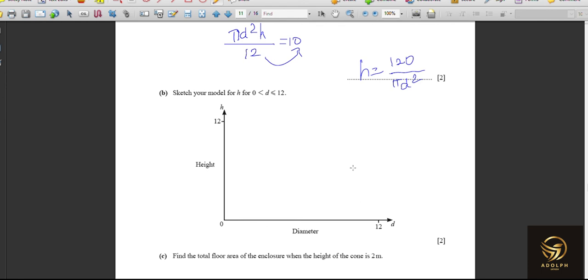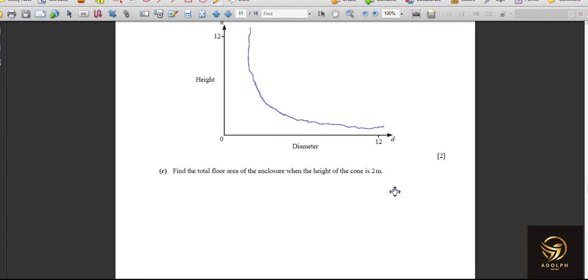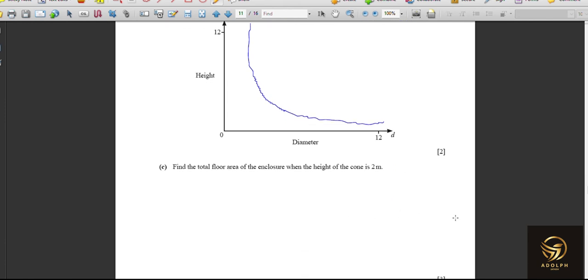Next, sketch your model for H for 0 to 12 for the d value. We are getting the calculator graph, GDC graph, like this. Then find the total area of the enclosure when the height of the cone is 2 meters. So when the height is 2, what is the area they are asking? First, if the height is 2, let's calculate by using the x calculate value. In GDC we can find the x value for the respective 2 value. It is 4.37 we are getting here.